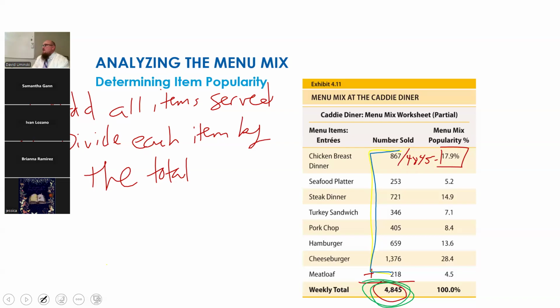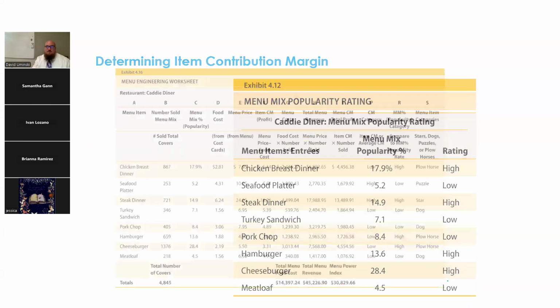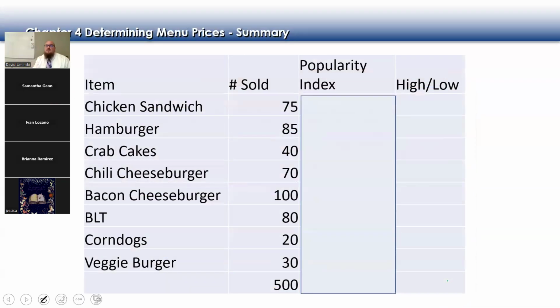How do we check our own work? To know that we were right. If we add up all the percentages, what should we get? 100%. We should get 100%. Okay. So let's use our paper here. Before we do that, let's do number 1 and number 2.